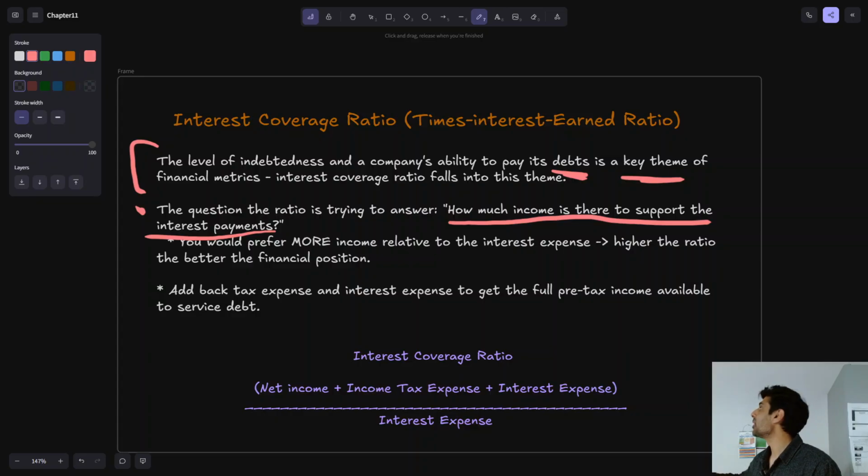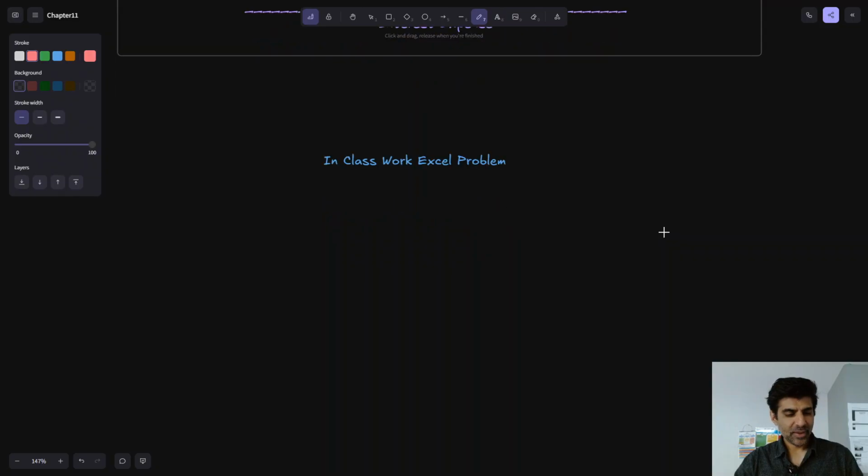They're earning a lot more. They're much more able to service the debt if you're earning more. Okay, so that's what this ratio is trying to figure out. Now you're going to add back certain things. You're going to start with net income. You can see here, but you're adding back tax and you're adding back interest expense, because you can think about it like this. You're going to have your revenues, you're going to have your operating expenses.